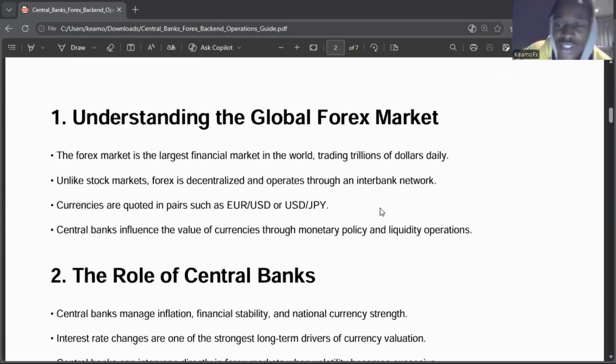Understanding the Forex market. What is the Forex market? Essentially, it is the largest financial market in the world, trading trillions of dollars every day. Guys, this is a lot of money circulating every day. And if you just target 1% of that, not even 1%, 0.0001%, that's enough to set you apart for the rest of your life, right? Unlike the stock market, Forex is a decentralized network and it operates through interbank exchanges.